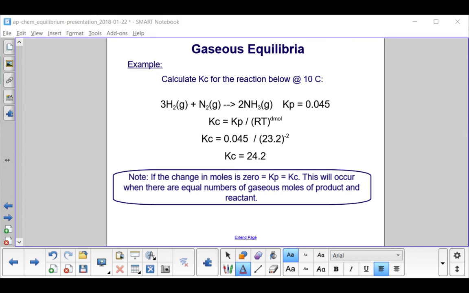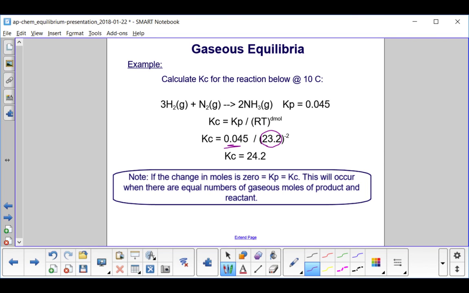Okay, so for example, calculate Kc for the following reaction at 10 degrees C. So we have 3H2 plus N2 produces 2NH3. Again, everything is a gas, and we're given the value of Kp. So Kc is equal to Kp, which we see here as 0.045, divided by RT, which I've already calculated, RT is 23.2, to the power of moles of product minus moles of reactant.